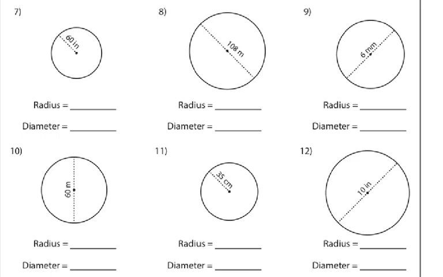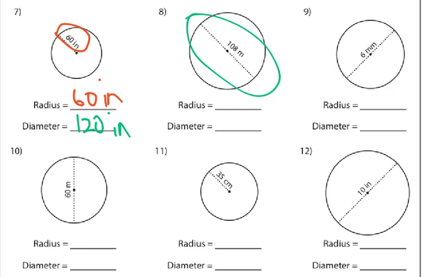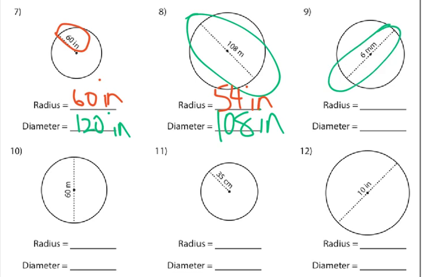All right, number 7, they gave us the radius, so that was 60, which would mean that the diameter is 120. In number 8, they gave us the diameter of 108, which means that the radius is 54. In number 9, they gave us the diameter of 6, which means that the radius is 3, halfway across.